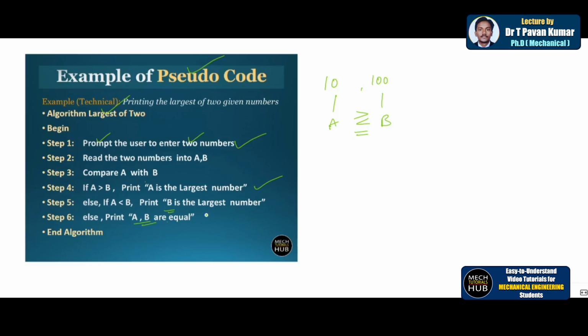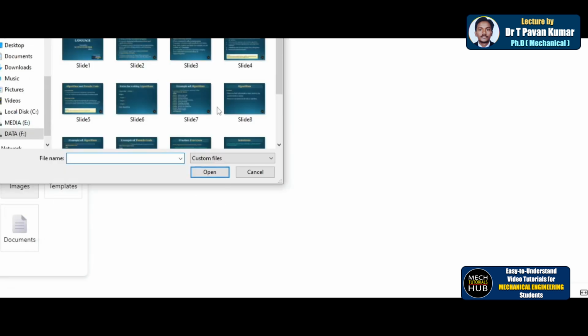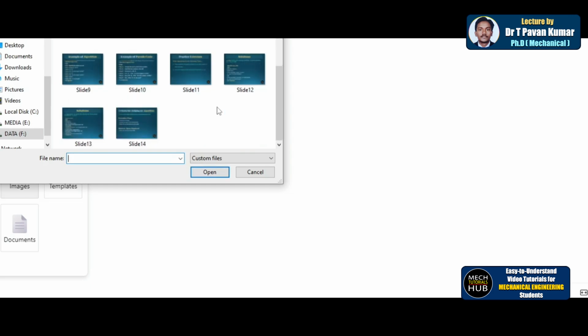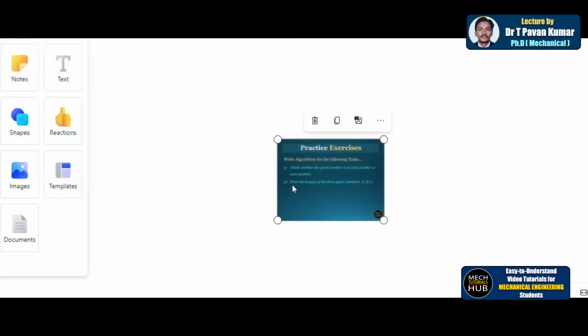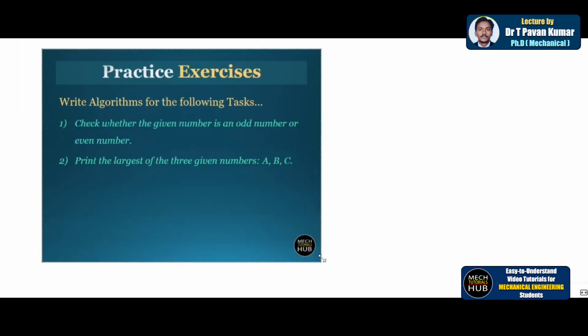Now here the information is given, or the communication is given, in a clearer way than an algorithm. The question is the same, largest of two, but the communication is somewhat better than an algorithm. That is what I would like to show. I would like to give a small comparison between an algorithm and a pseudocode. Alright, let me go with the next slide. This is my next one. Have a look at it.